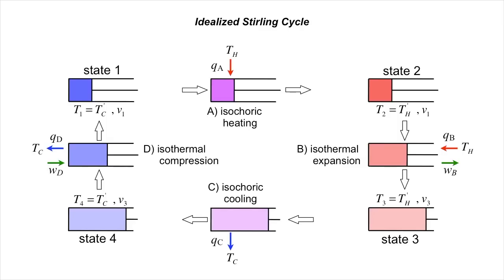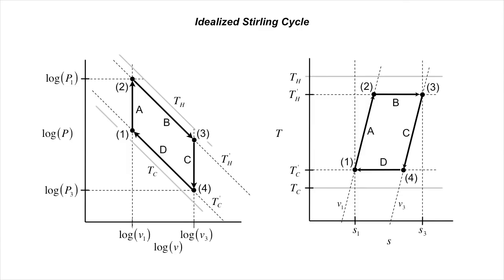However, due to heat transfer limitations, both inside and outside the reservoir, let's assume the actual maximum temperature reached by the gas, Th prime, is less than Th. Likewise, the minimum temperature of the gas, Tc prime, is higher than Tc. These temperature differences are what drive heat transfer during the isothermal steps. With these assumptions, here's what the idealized Stirling cycle looks like on a PV and a TS diagram.